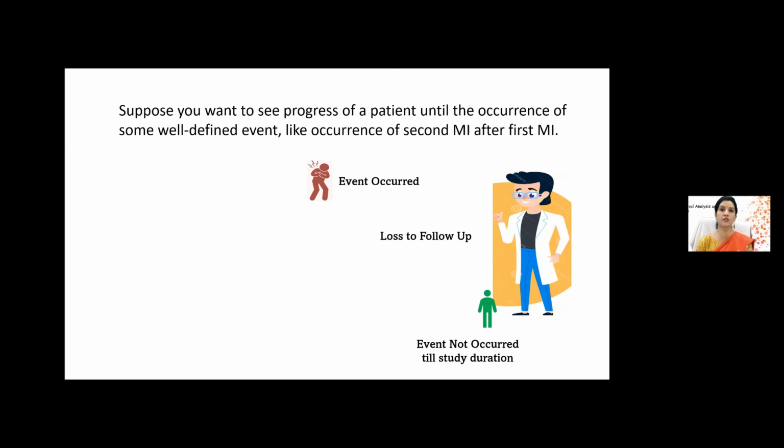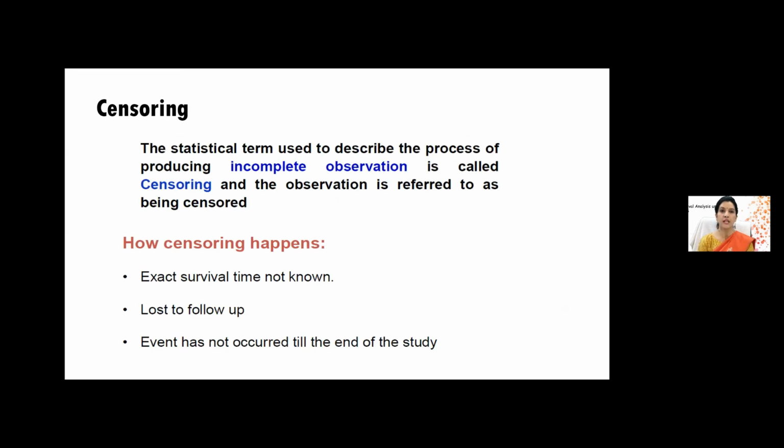So the censoring is of 2 types. So what is censoring? Censoring is a statistical term which we use to describe the process of producing incomplete observation. Because if the event has not happened, or we don't have the record of the event, we call that data censored data or censoring, and that observation is known as the censored observation.